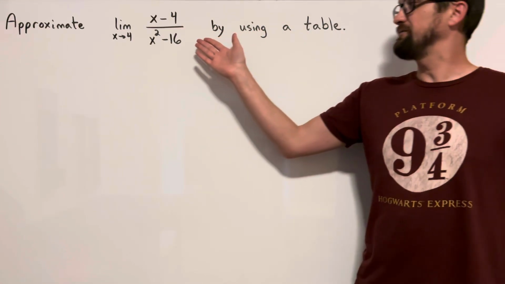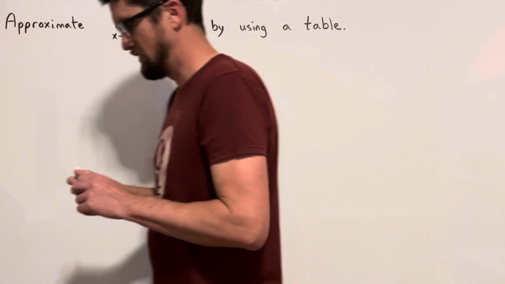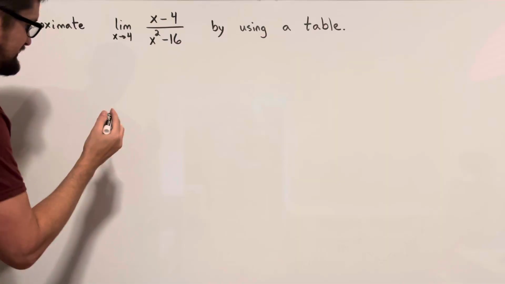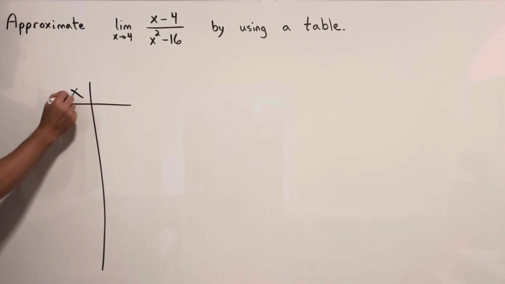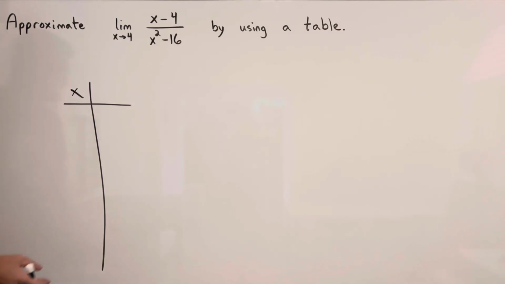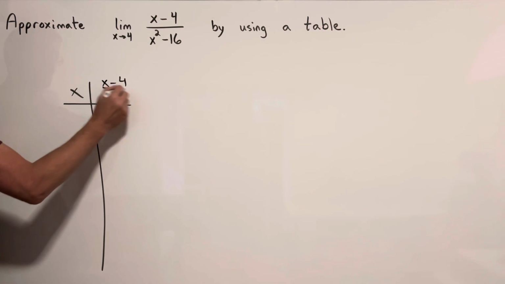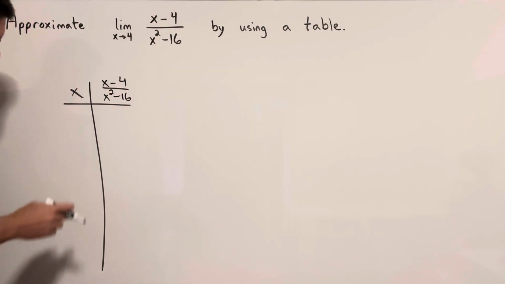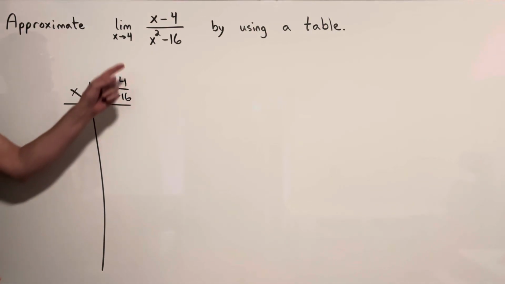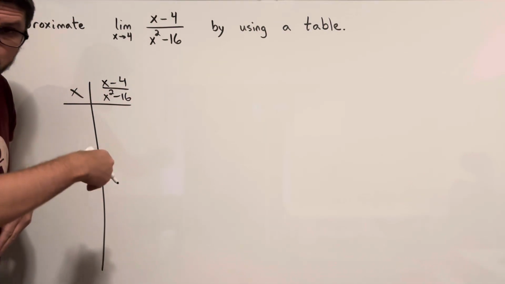But one way of figuring it out is you could use a table. So I'm going to make a table with x values in the first column and x minus 4 over x squared minus 16 in the second column. I'm going to choose x values that approach 4 from the left and the right.